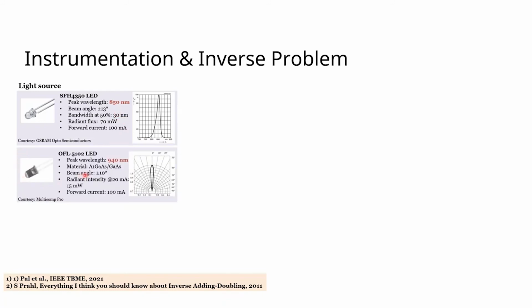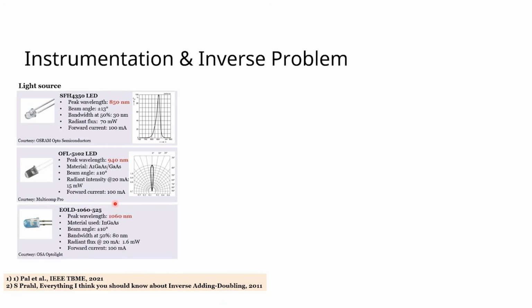For the 940 nanometers, we use the Multicomp Pro LED light source, again a very low beam angle and low power LED source. For the 1060 nanometers, we use the OSI Optolight LED over here, as you can see.